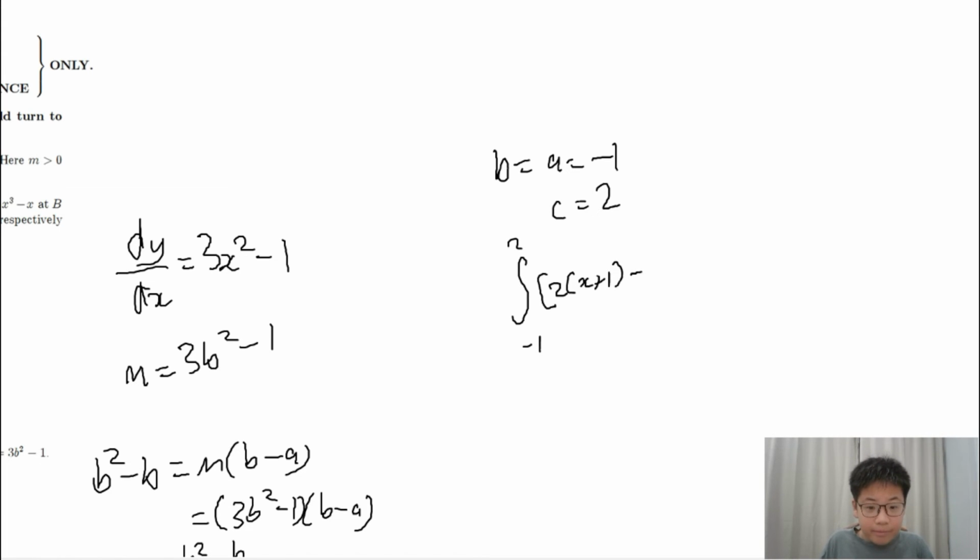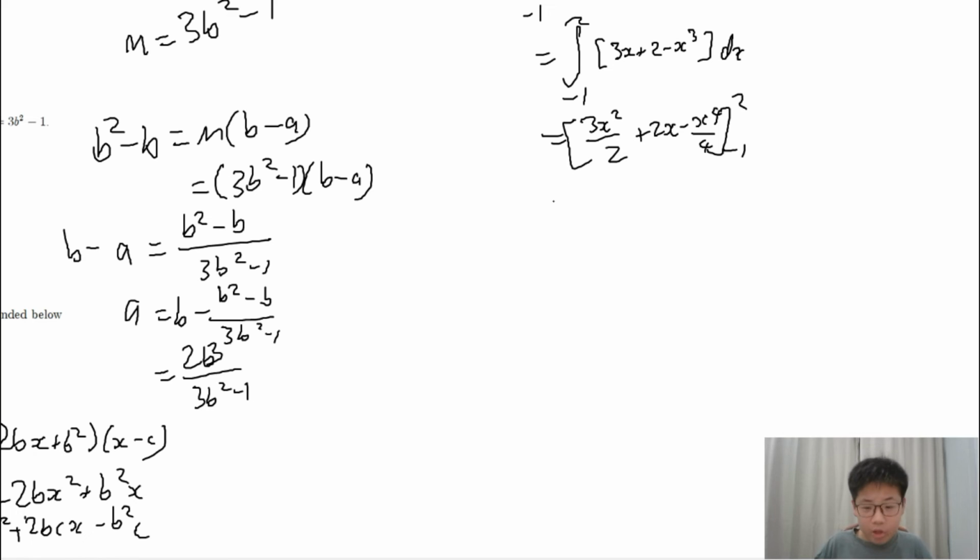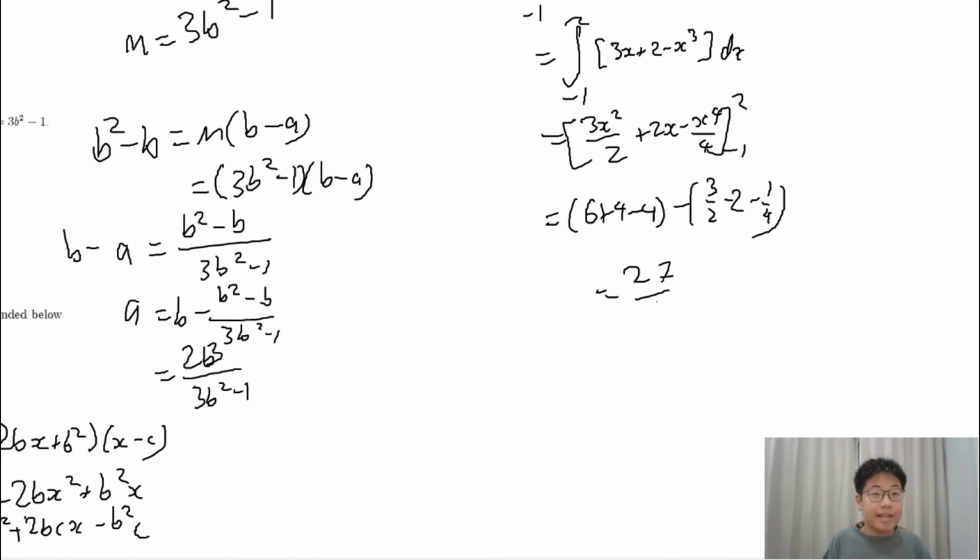the integral from -1 to 2 of (2x plus 1 minus (x cubed minus x)) dx, which equals the integral from -1 to 2 of (3x plus 1 minus x cubed) dx, which equals 3x squared over 2 plus x minus x to the fourth over 4, from -1 to 2. And then if we calculate this, it equals 6 plus 2 minus 4 minus 3 over 2 plus 1 plus a quarter, which equals exactly 27 over 4.